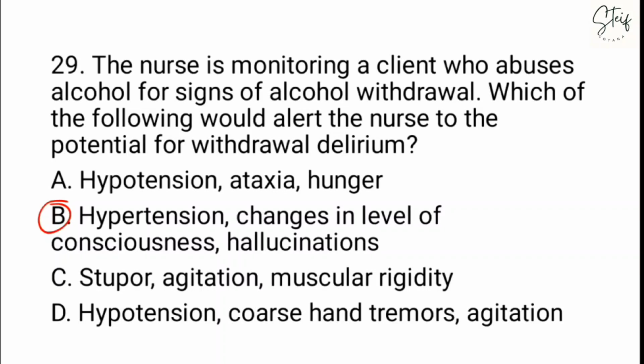Some of the symptoms associated with withdrawal delirium, typically anxiety, insomnia, anorexia, hypertension, disorientation, hallucinations, and changes in level of consciousness, agitation, fever, and delusion. Sagot po natin dito is letter B po. Okay? Hypertension, changes in level of consciousness, hallucinations.